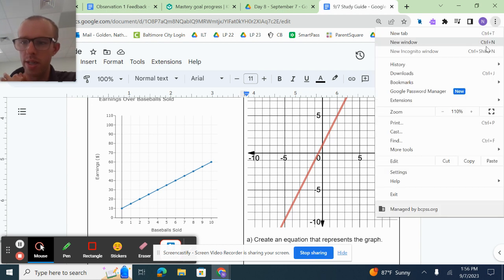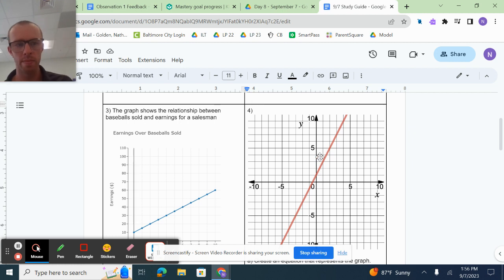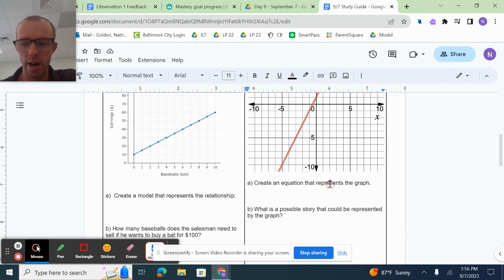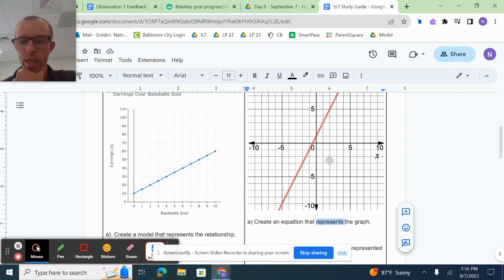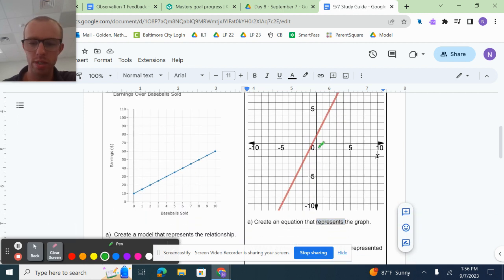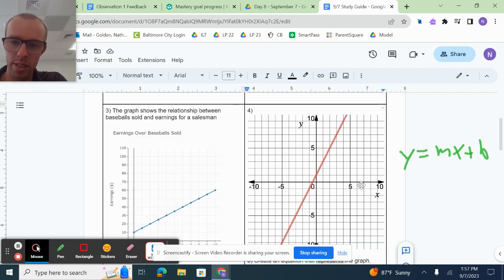Again, let me zoom out a tiny bit more. We have a graph. This time, we don't know what the graph is about. It's just a graph on a regular XY coordinate plane. It says create an equation that represents the graph. All right, so we need to create an equation. Again, I know this is a linear function. It's a straight line. So I'm going to use the equation y equals mx plus b. And the b is the y-intercept. It's where I cross the y-axis.